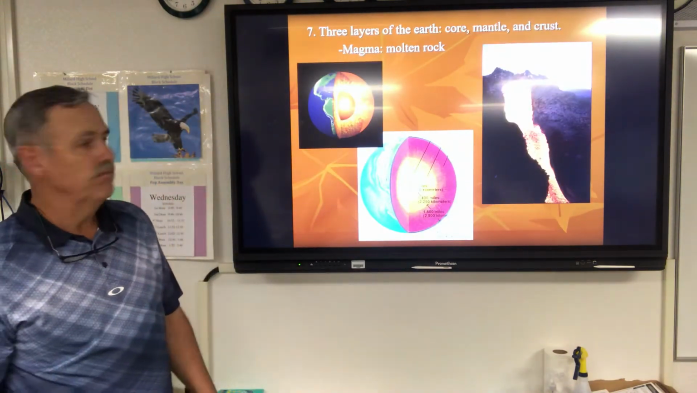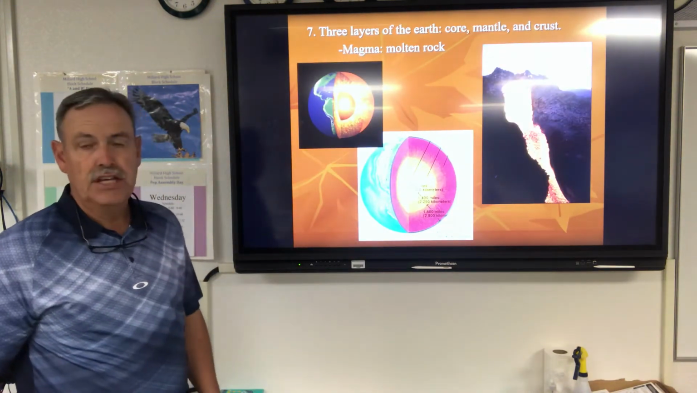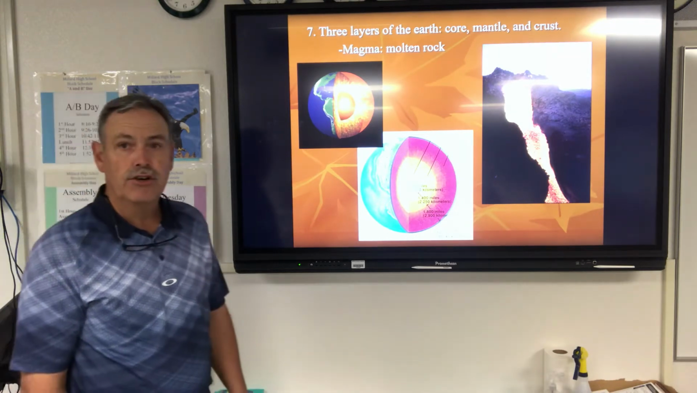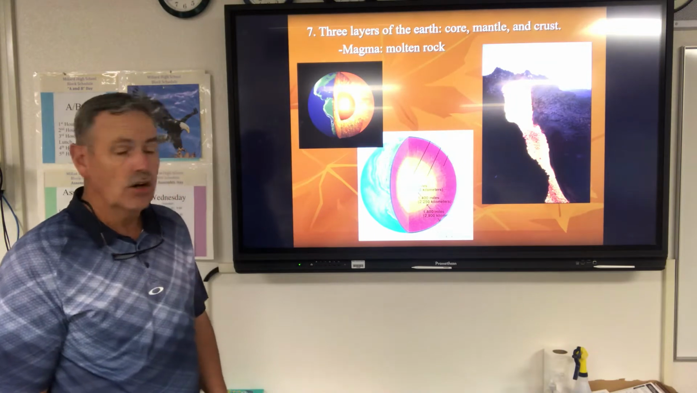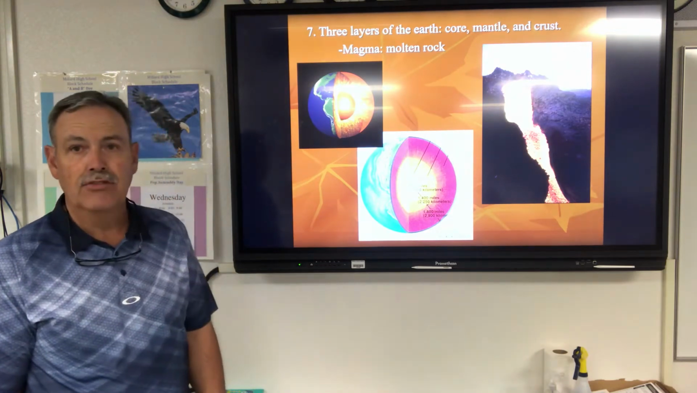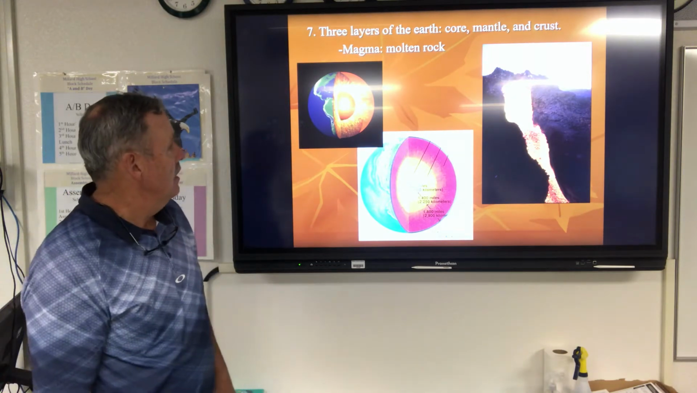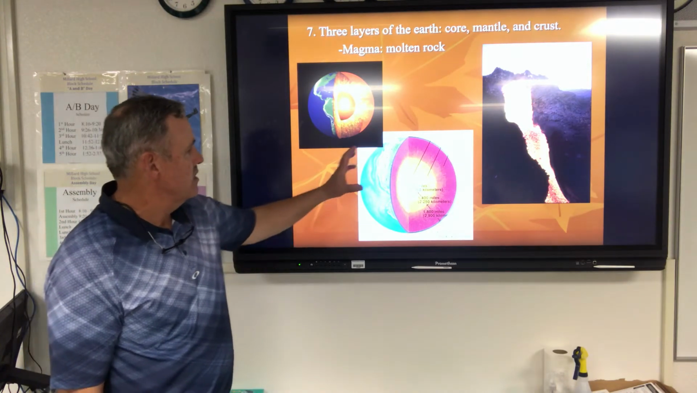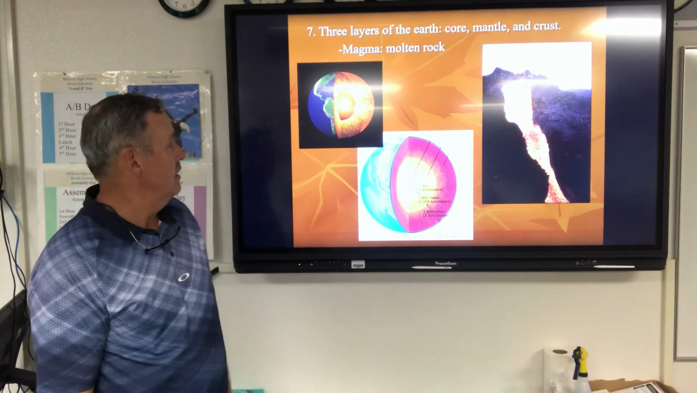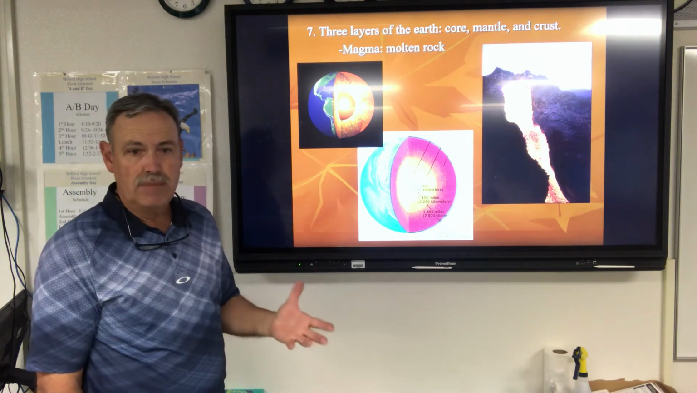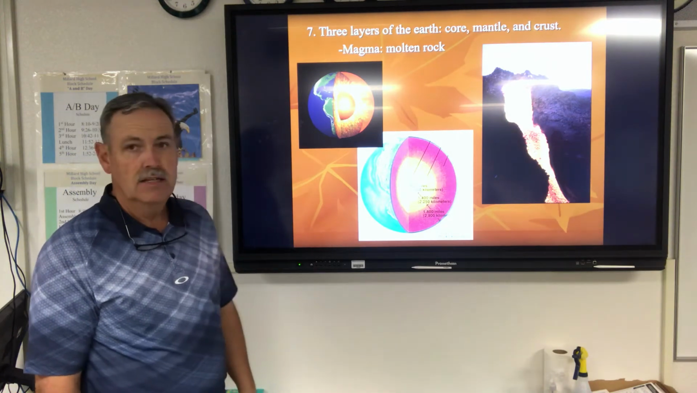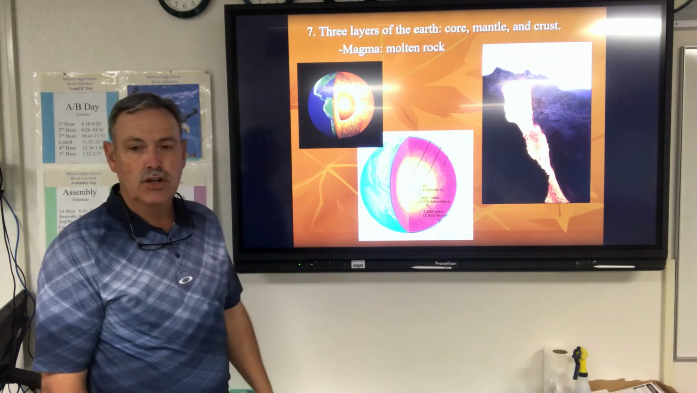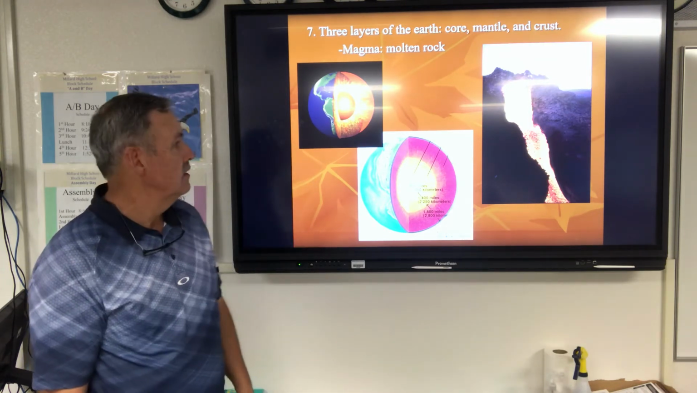Okay, this is pretty much things you've learned, hopefully, some time ago. The 3 layers of the Earth. Of course, the core, the mantle, and the crust. And magma, when it's below the surface of the Earth, the molten rock is called magma. If that erupts and comes out of the Earth, then it's called lava.